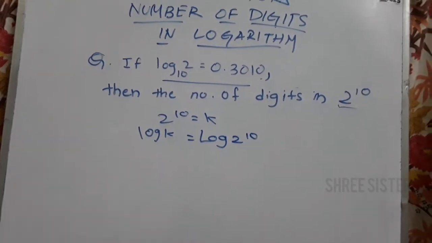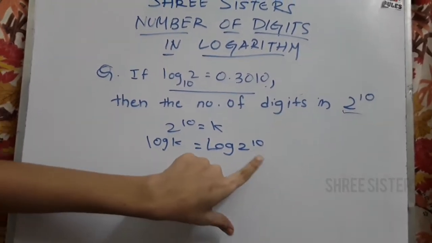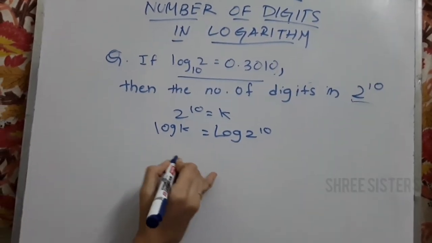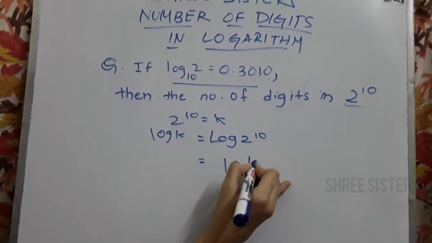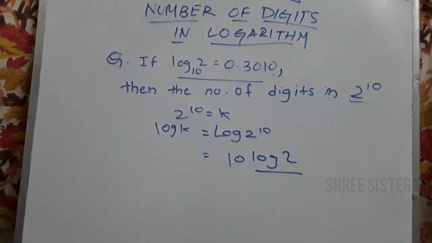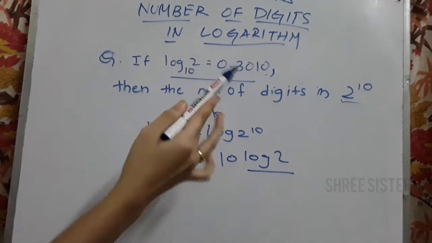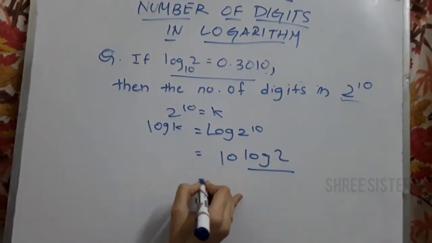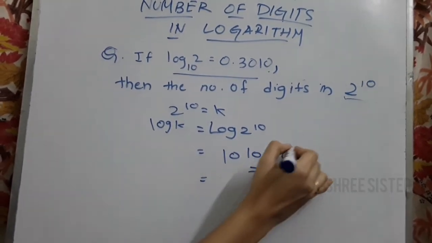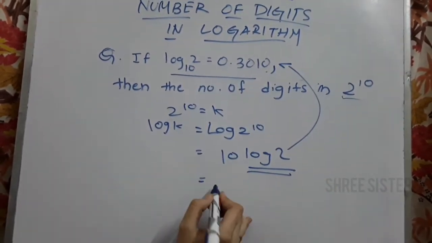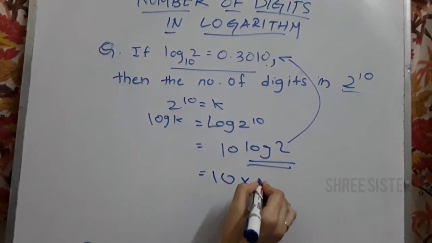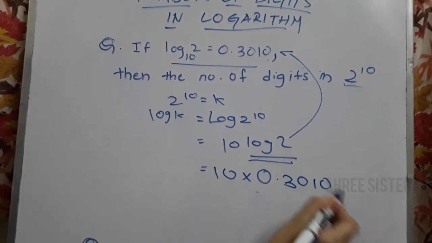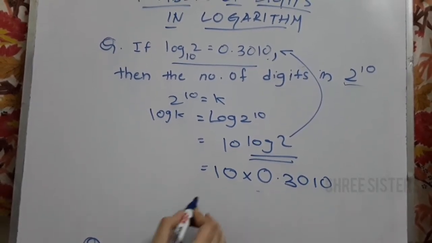As you might already know the logarithm rules, if any number is raised to a power, then the power will come ahead. So we get 10 log 2. Here we got log 2. They have given in the question that log 2's value is 0.3010. So we substitute log 2's value as 0.3010. Then you get the answer, which is 10 into 0.3010.